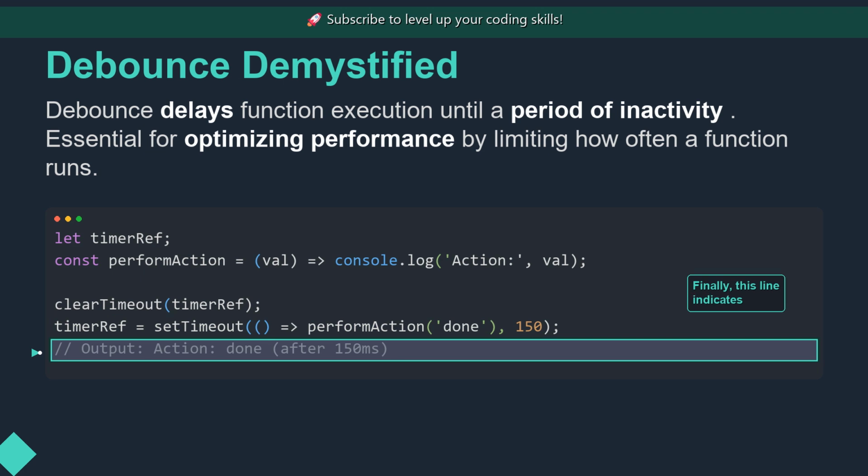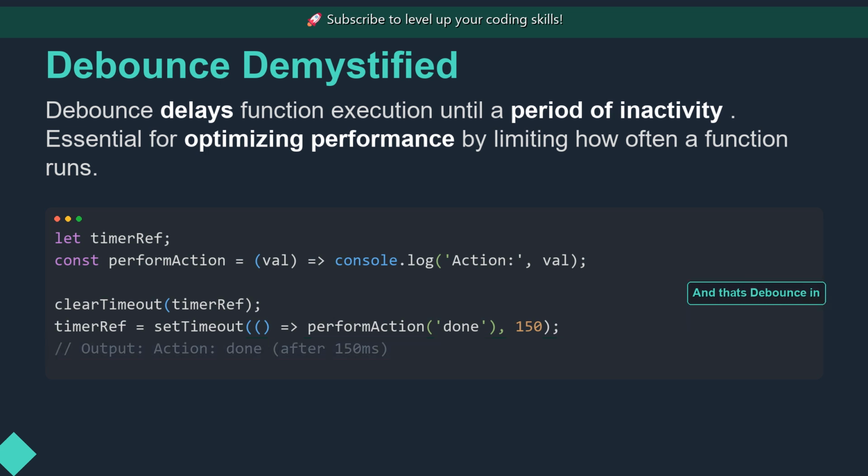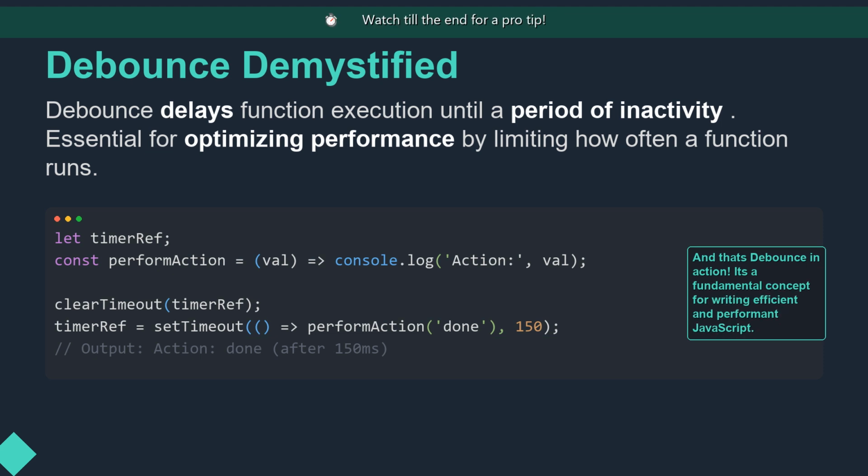Finally, this line indicates the eventual output. After the 150 millisecond delay, performAction finally executes, logging 'action done' to the console, demonstrating the successful delayed execution of our debounced function. And that's Debounce in action. It's a fundamental concept for writing efficient and performant JavaScript.